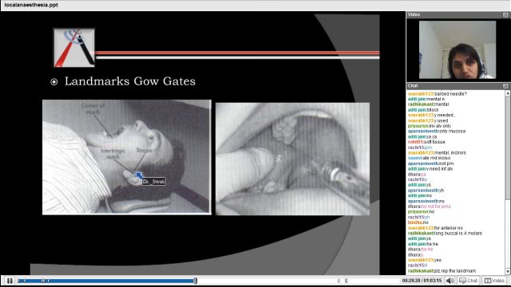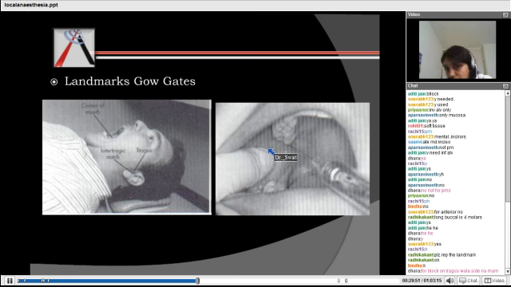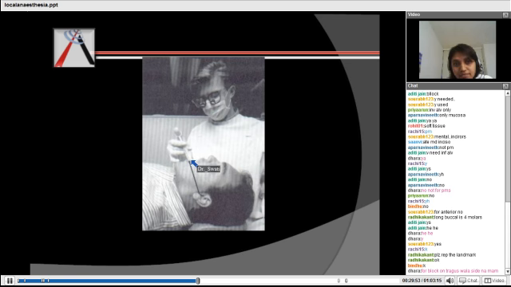The landmark is the corner of the mouth and the intertragic notch or tragus of the opposite side. So the corner of one side and the tragus of the opposite side. That is how your needle is directed. Okay? At the level of the upper occlusal plane, you give it. You see this?